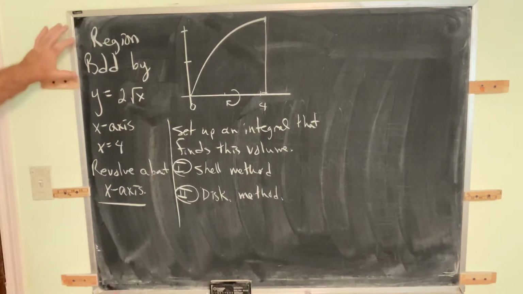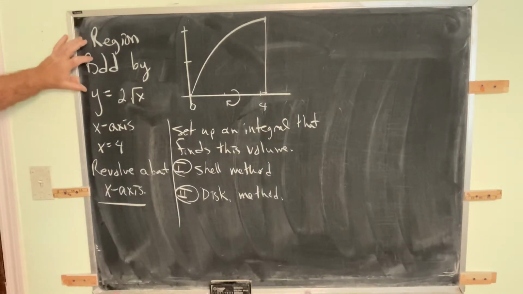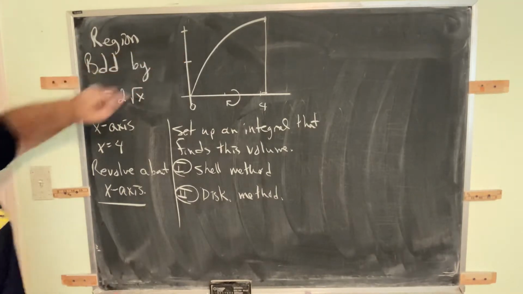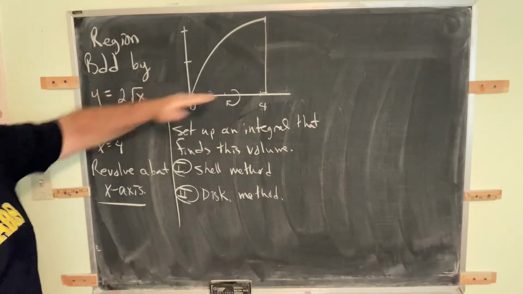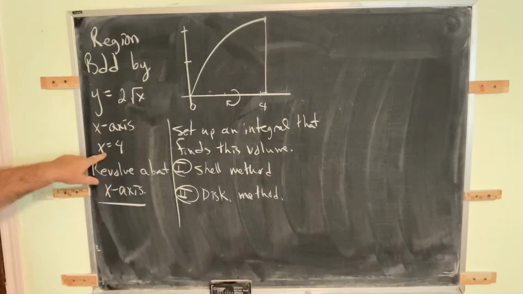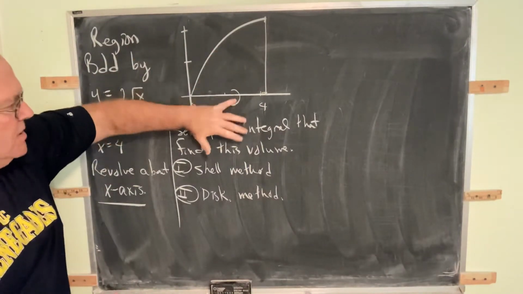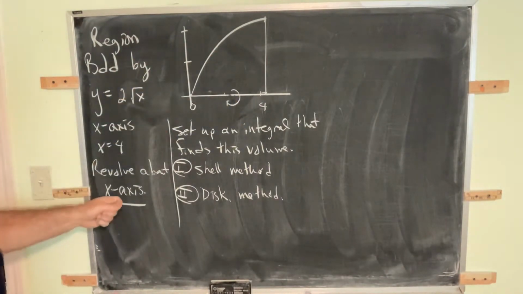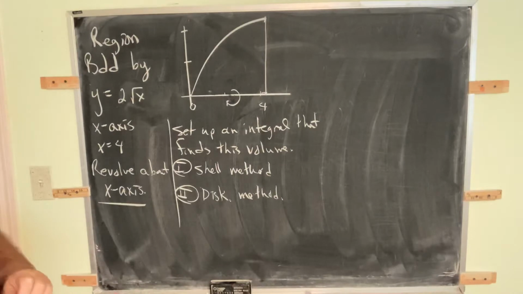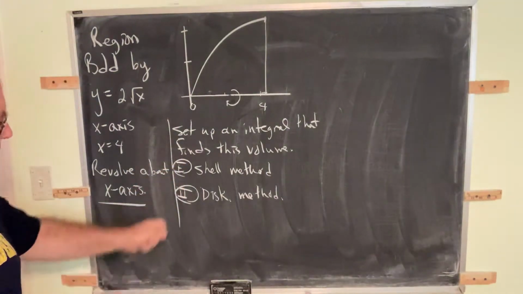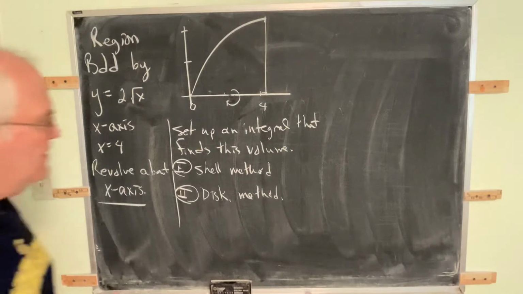Here's our example. We have a region that is bounded by the curve y equals 2 square root of x, that's my function. The x-axis, that's the bottom. X equals 4, that's this vertical side. And we're going to revolve this region about the x-axis. Our task is to set up an integral that finds this volume, and we're going to do it two ways. One, use the shell method, and number two, use the disk method.